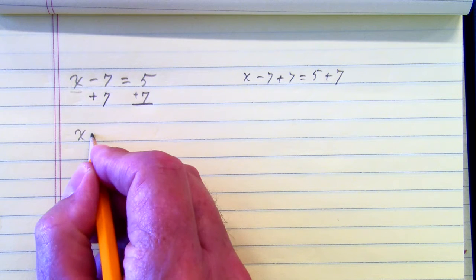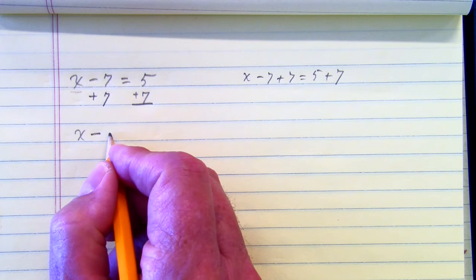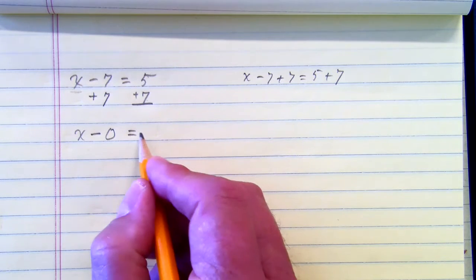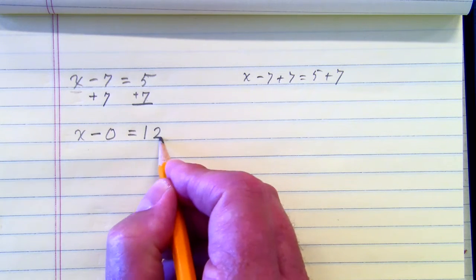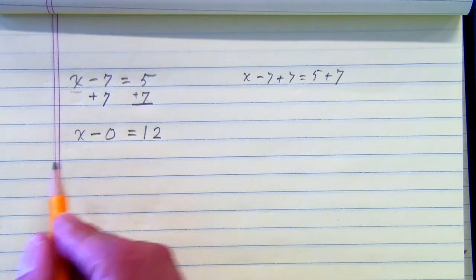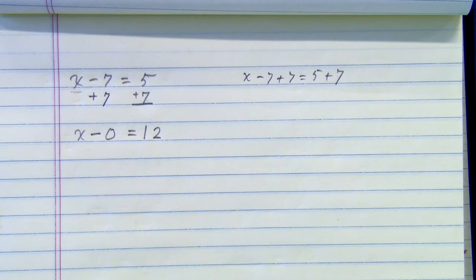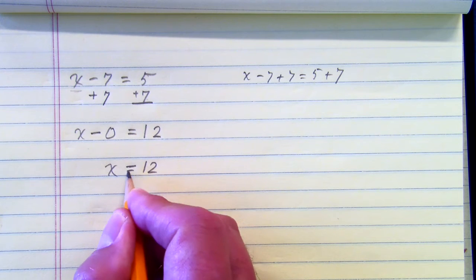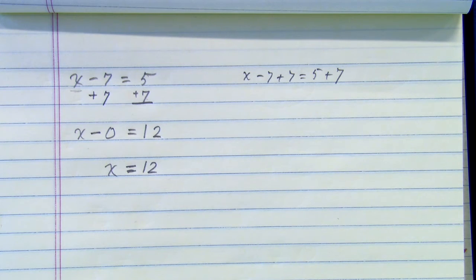X minus 7 plus 7 is 0. And 5 and 7 are 12. Anything minus 0 is itself. And we've got x equaling 12. Now, after you've done a few of these, you don't have to put this step in there. Most people very quickly will drop this step out, and that's fine. I'm just putting it in for explanation, for clarity.